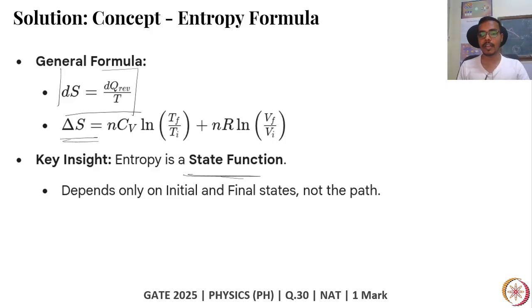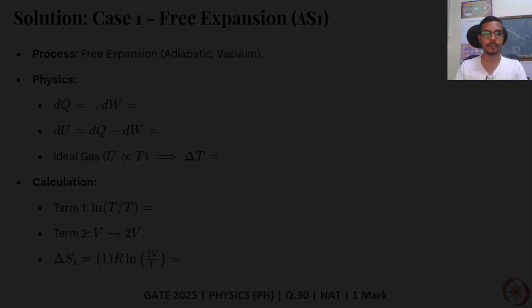It doesn't matter how you get from state A to state B, whether it's free expansion or a controlled reversible process. If the initial and final states are the same, the entropy change is the same because it is a state function. This is a key concept to keep in mind.